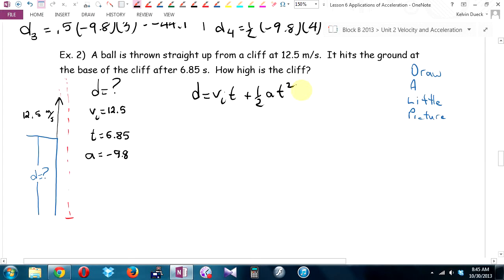Cool. D is going to be VI, 12.5, T, 6.85 plus 0.5, negative 9.8, 6.85 squared.